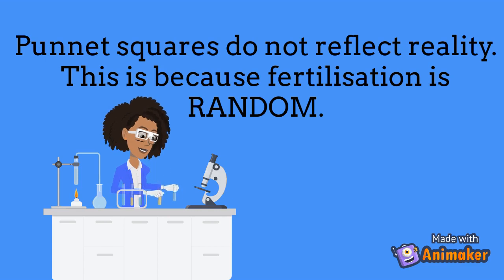Whilst Punnett squares are great at showing you the different possible outcomes, they cannot predict the outcome. This is because fertilization is random. So even if there is a 75% chance, as shown by the Punnett square, that the baby will have brown eyes, the baby may end up with blue eyes instead, with the other 25%.